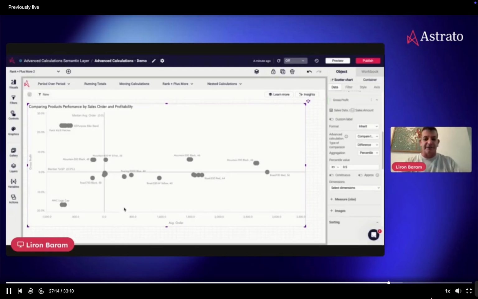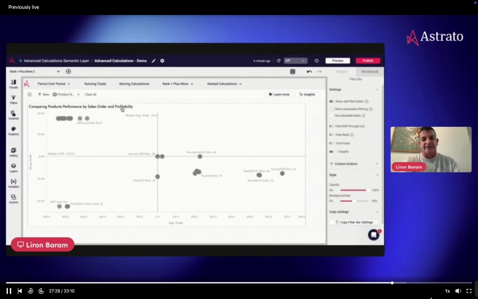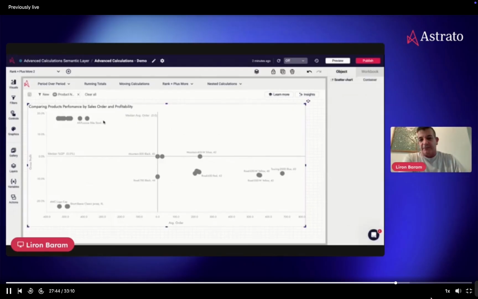Now, the nice thing about this chart, and every other advanced calculation, is that those charts are dynamic. So if we select only part of the products, everything will be recalculated. So now inside this group of products, this is how it's split. We see that we don't really have something that is both, it's more split on the line. And then we can say, okay, we want to focus here.